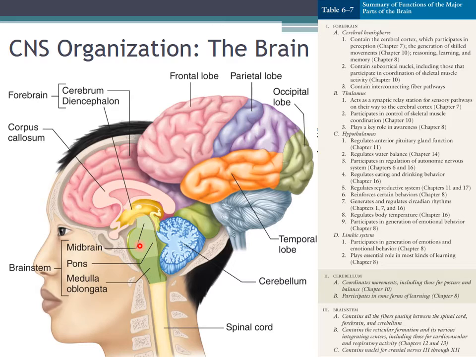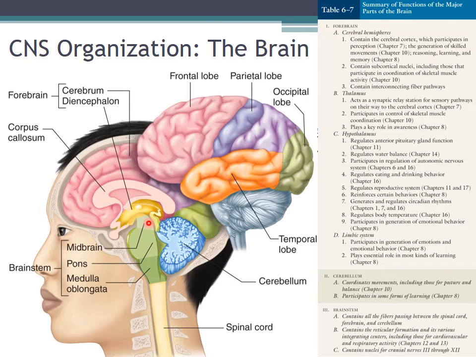Next is the pons. In the pons, we don't have much in the way of nuclei. There are really only two that we're going to discuss, called the pneumotaxic center and the apneustic center. These two centers are both respiratory centers, and they can modify the activity in the respiratory rhythmicity centers in the medulla oblongata.